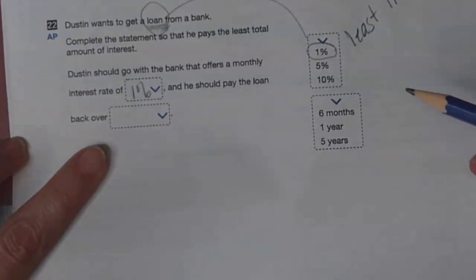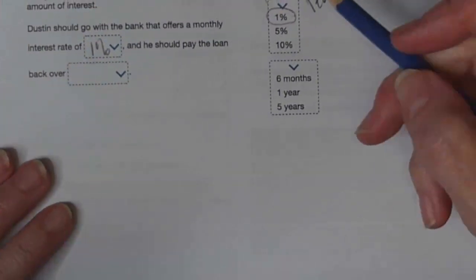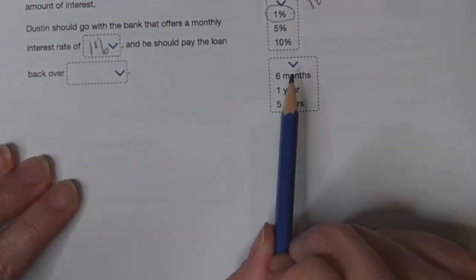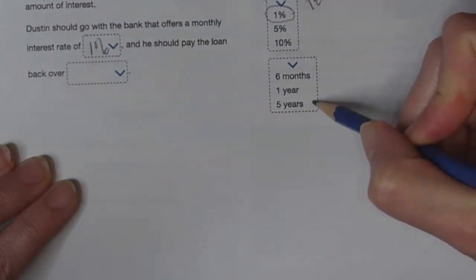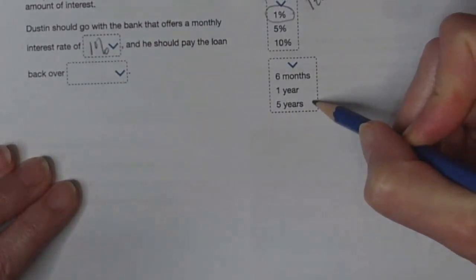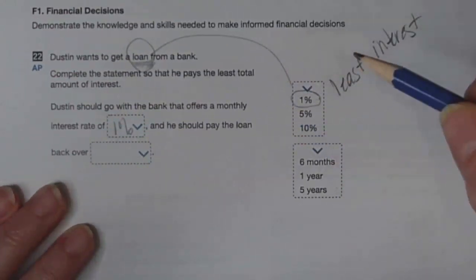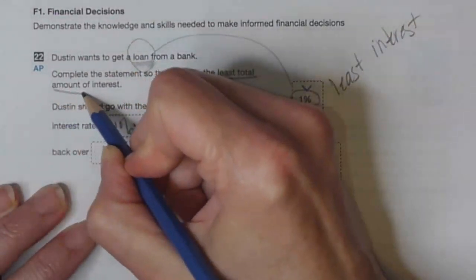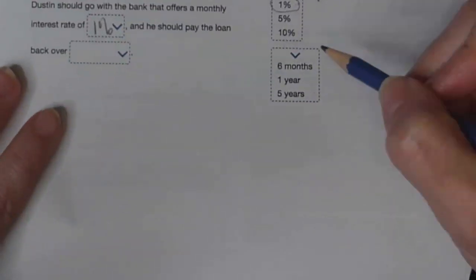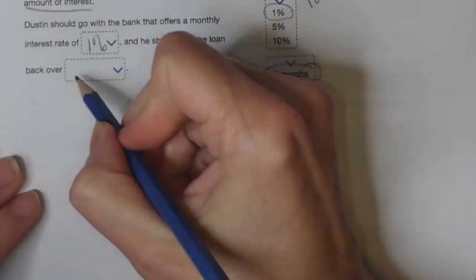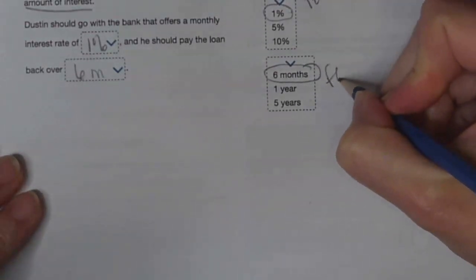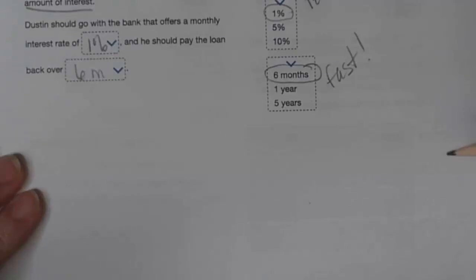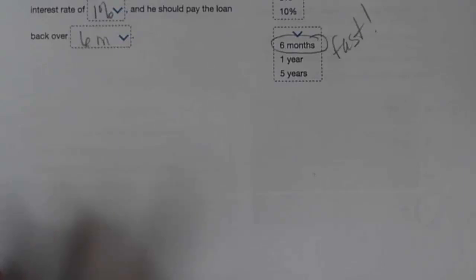Then it's asking you, well, you should pay back the loan over what? Like how much should you pay? You might go, well, if I paid over 5 years, I'm going to have lower payments. Yeah, but you're going to have more interest. And this is all about, we want to get the least total amount of interest. So you want to pay that off as fast as you can. You want 6 months. So it's less interest. Higher payments to start with, but less interest overall. Get this right in your brain.